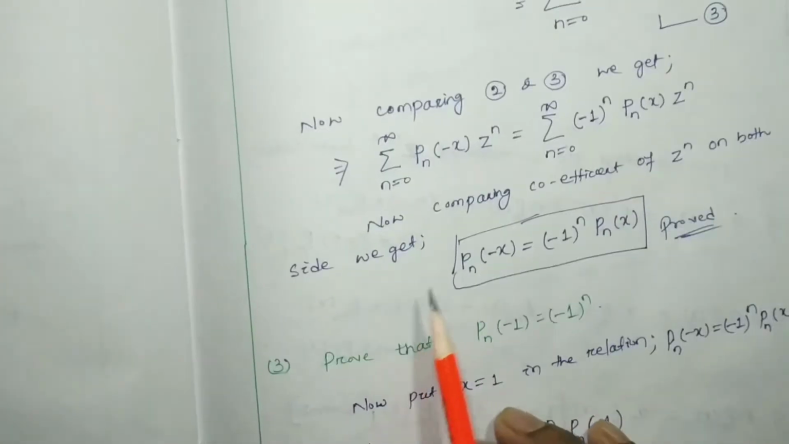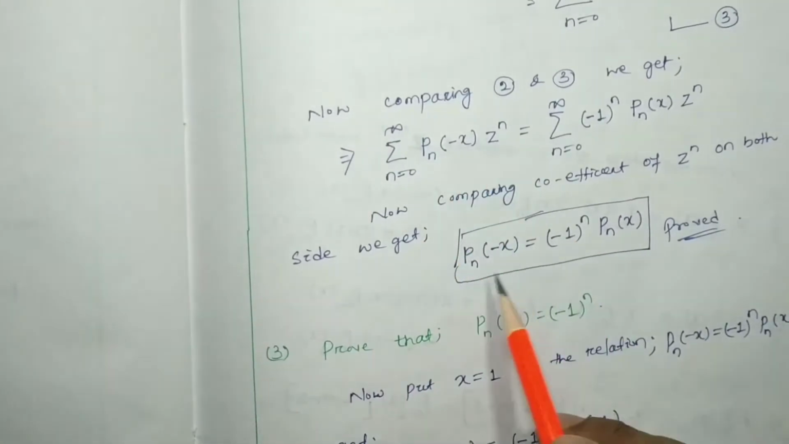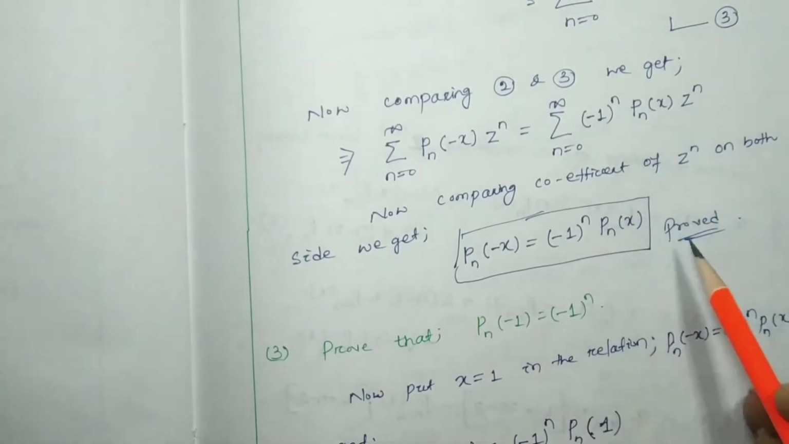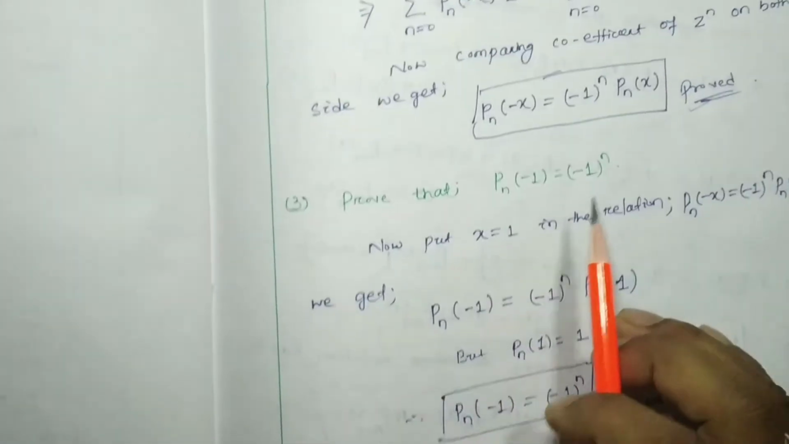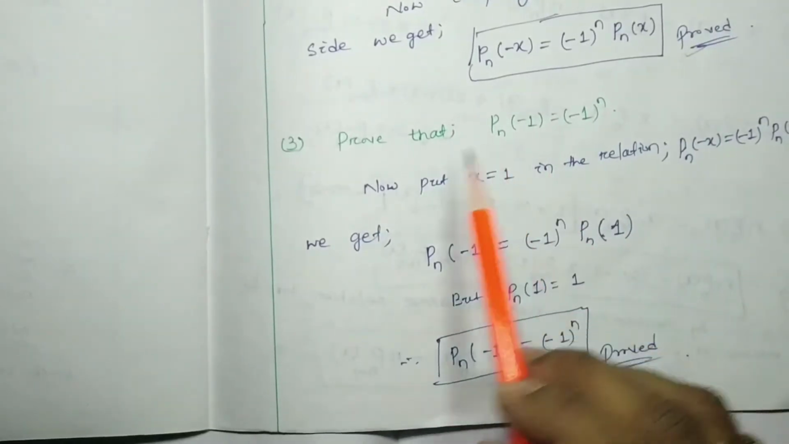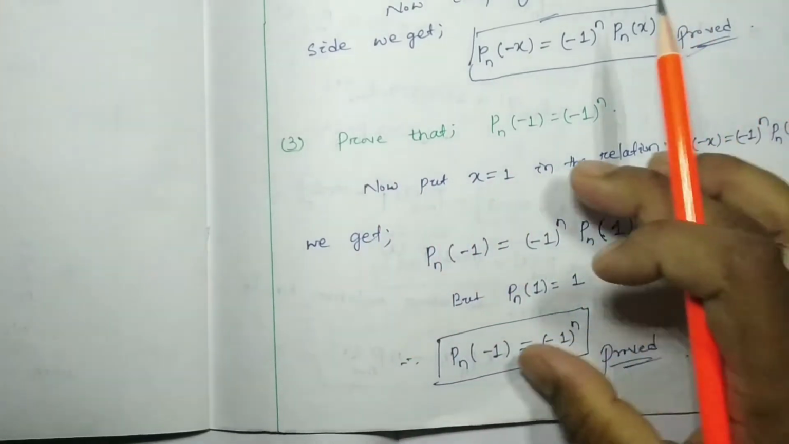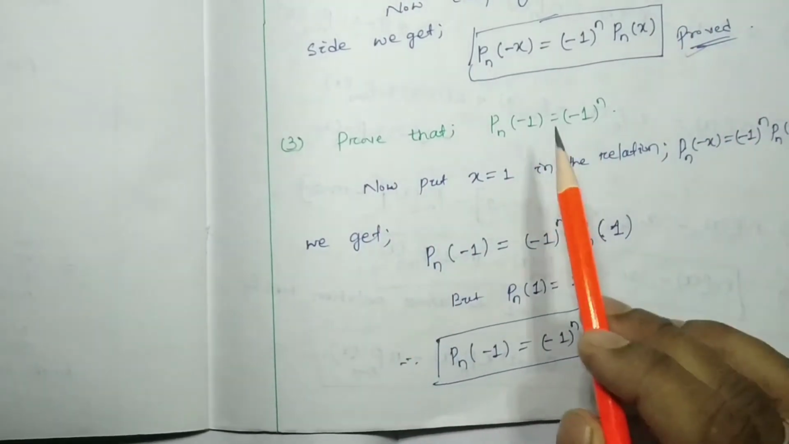Now comparing the coefficient of z to the power n, left hand side and right hand side, what are we going to get? We get Pn(minus x) will be equal to minus 1 to the power n Pn(x). So hence proved. Then another interesting result will be this one. Also this can be asked as a proof for 2 marks. You just have to write it carefully.